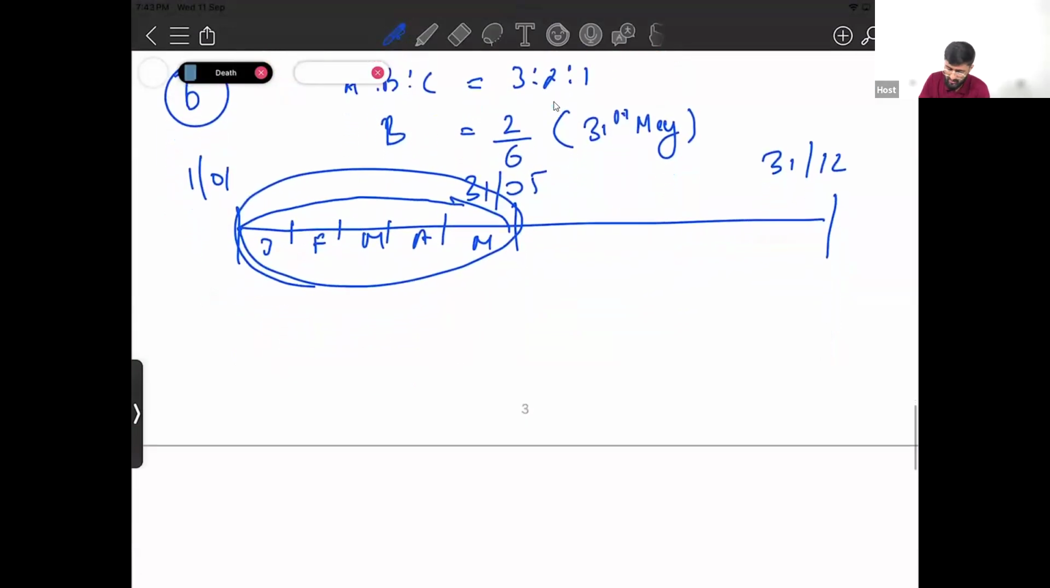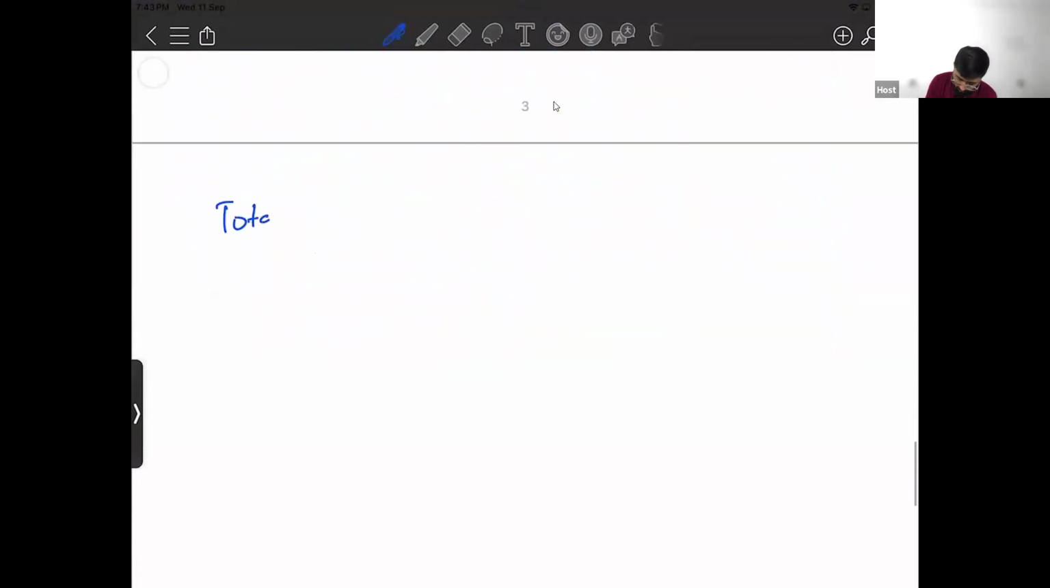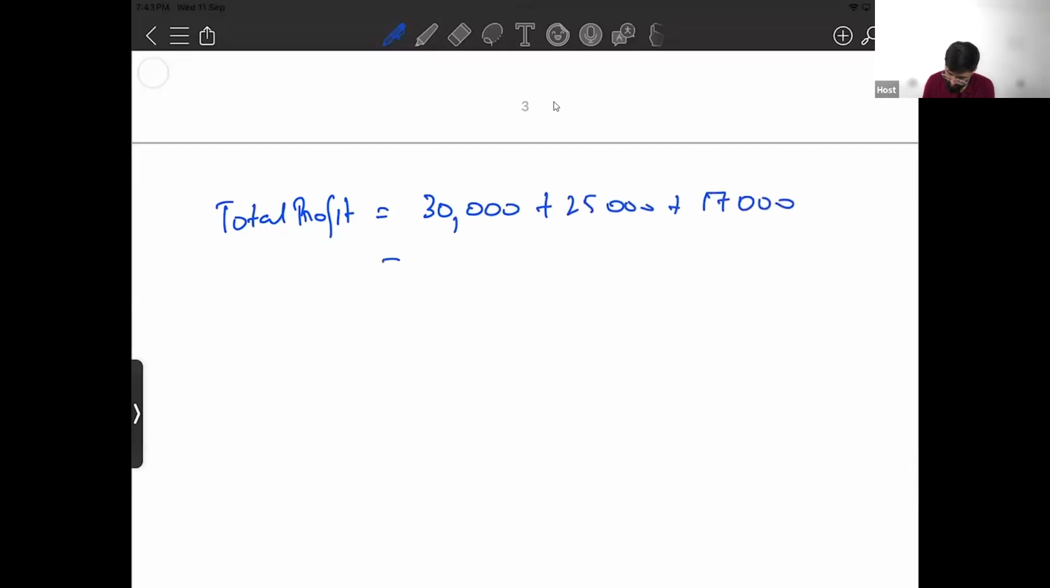It's very simple. So what's the total profit? Taking 3 years profit as base, the basis of average of last 3 years. So what is the total profit? 30,000 plus 25,000 plus 17,000.